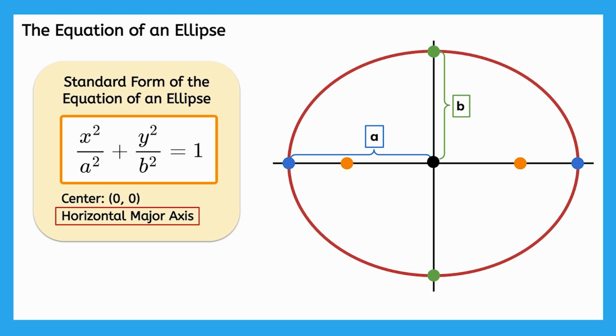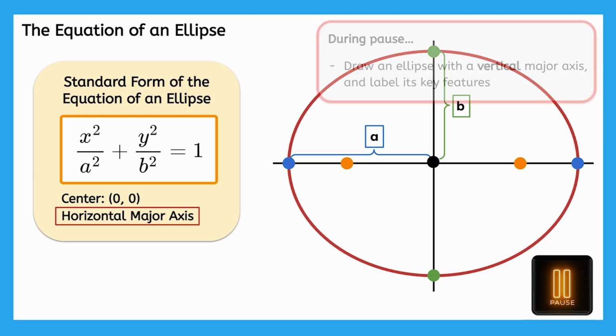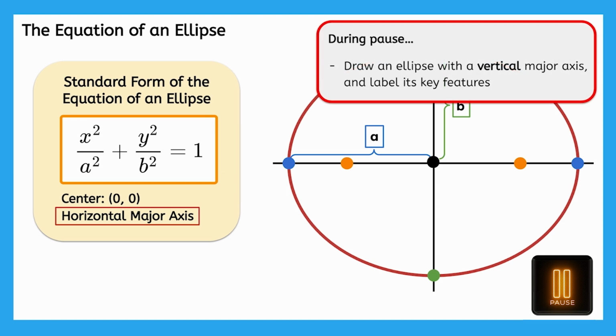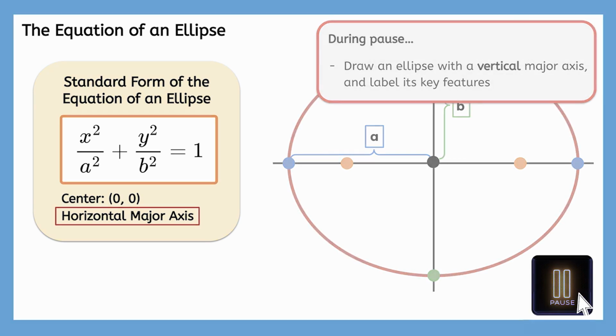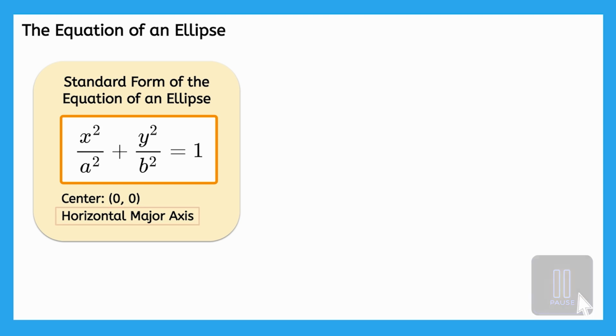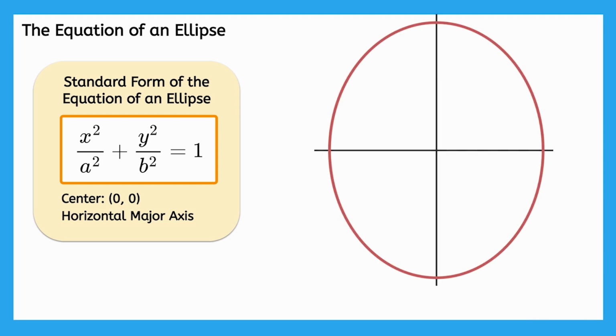Can we have an ellipse where the major axis isn't horizontal? Pause the video and try to draw a different ellipse, one that has a vertical major axis, and label its key features. An ellipse centered at the origin with a vertical major axis would look like this. We can also call this a vertically oriented ellipse.